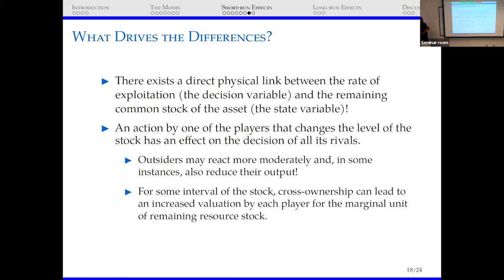So now, what drives this difference in the short run? There exists a direct physical link between the rate of exploitation and the remaining common stock of the resource. So we have a decision variable and a state variable, which is a very common dilemma. We can link it to the Hotelling model, for example: how much you want to keep in the water versus how much you want to harvest and put the money in the bank. And of course, in game theory there are players, so an action by one of the players that changes the level of the stock has an effect on the decisions of all its rivals, which is the definition of interaction. So the outsiders may react more immediately and in some instances also reduce their output.